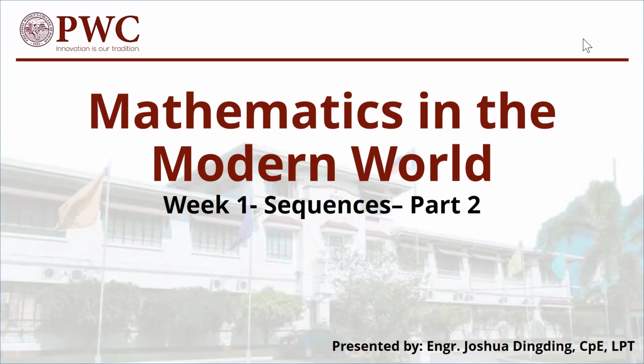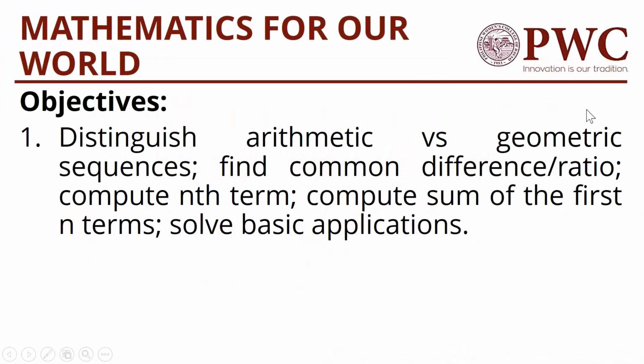I am Junior Joshua Dingbing, and today we will just continue week one, which is sequences, which is part two of natural mathematics. So let's go with the next slide. We have only one objective. We have to distinguish arithmetic and geometric sequences, find a common ratio and difference, compute the nth term, and compute the sum of the first n terms, and solve basic applications.